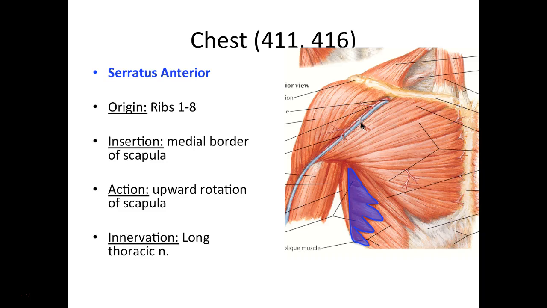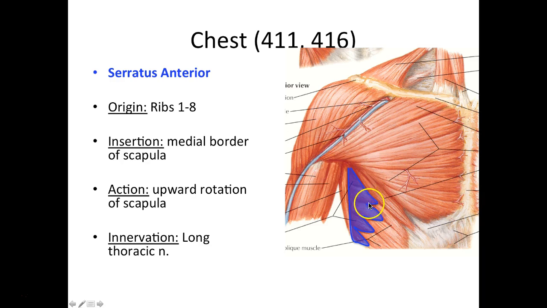Next we have serratus anterior. This is one of my favorite muscles. I think it's so cool. It originates from ribs 1 through 8. So you'll see this muscle just jumping up onto each of those ribs, and that's what gives it a serrated appearance, like a serrated saw. And its insertion is the medial border of the scapula.